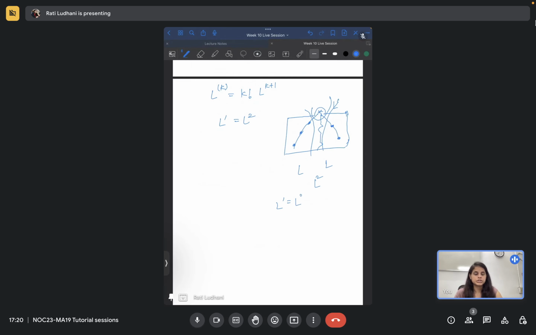You can give an isomorphism. Now if you do L double dash, what is this? L dash dash, right? So now you have L dash is L square. So L is just constructed like this. So this is your L square, or L dash, whatever you write.